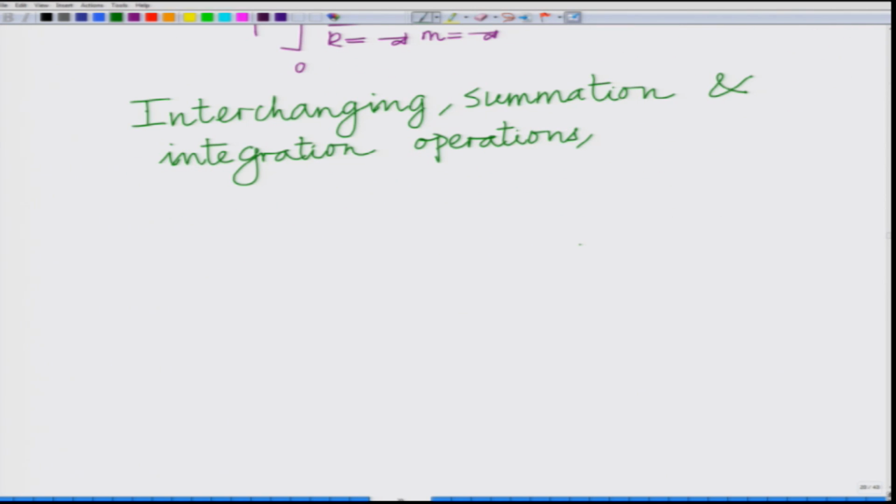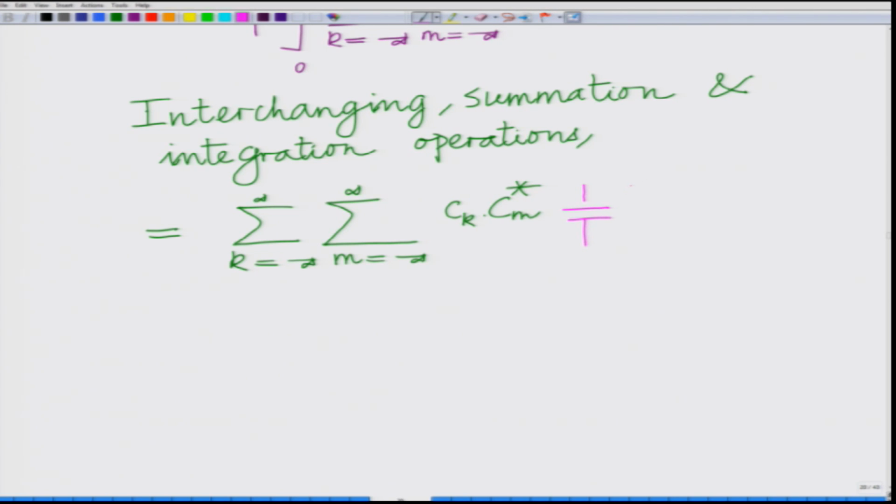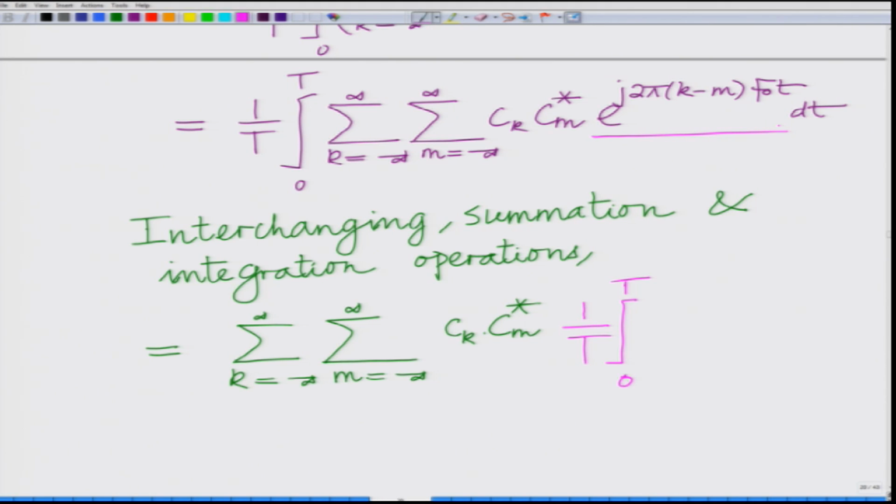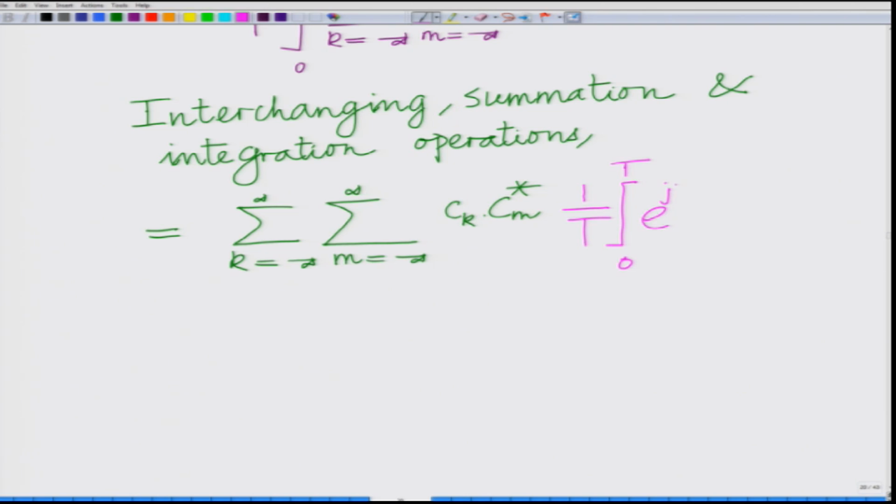Interchanging the summation and integration operations, I am going to bring the summations outside: summation k equals minus infinity to infinity, summation m equals minus infinity to infinity, Ck into Cm conjugate, into 1 over T times the integral from 0 to T of e to the power of j 2 pi (k minus m) f naught t dt.